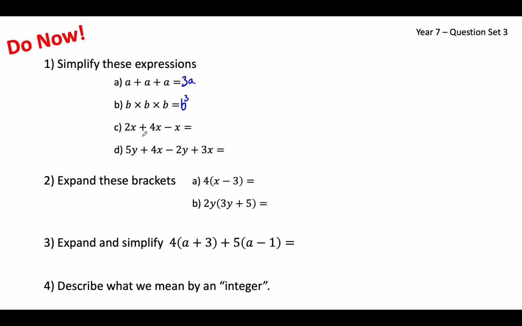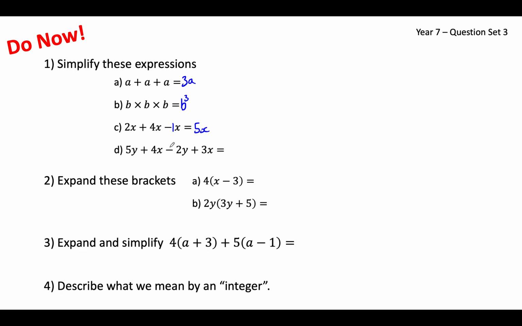Now, simplifying these ones, we've got 2x plus 4x minus x. Now, it doesn't mean all my x's disappear. It just means that one of them goes. So I've got 2 plus 4 is 6x, and then take 1 away, which leaves 5x.